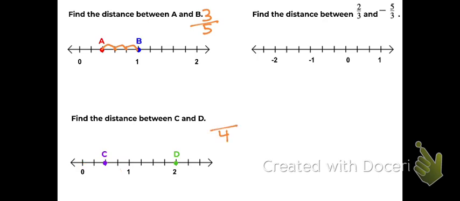Now let's figure out how many parts are between C and D. So again, you just pick 1 point and you hop to the other. 1, 2, 3, 4, 5, 6. So the answer is 6/4.